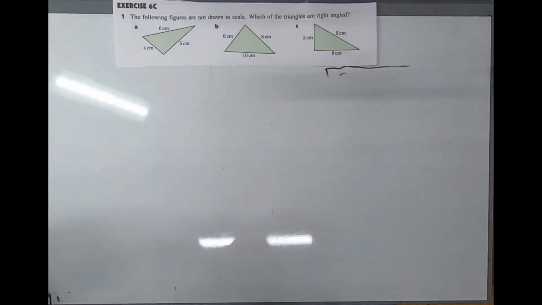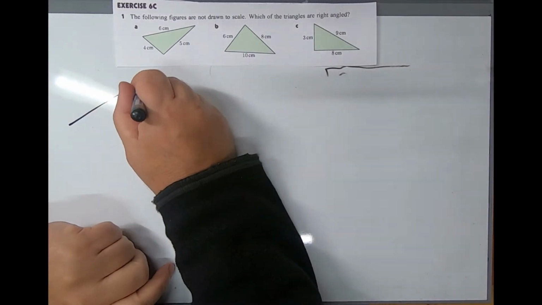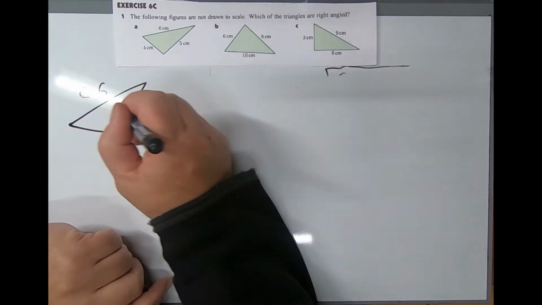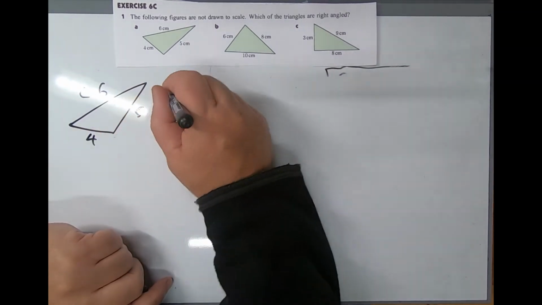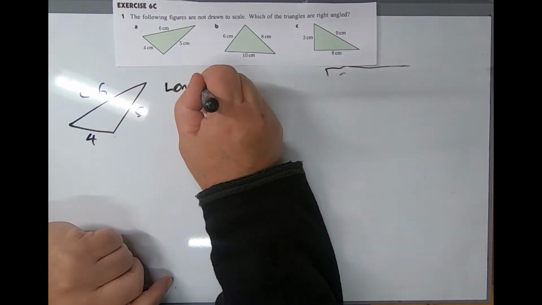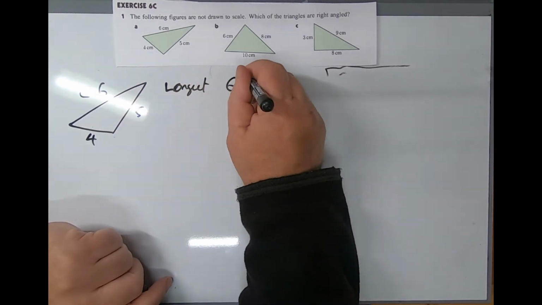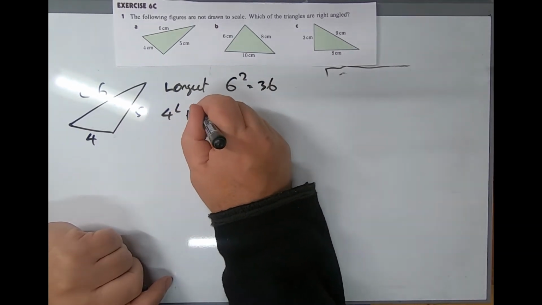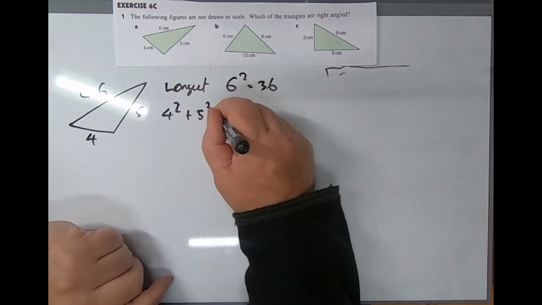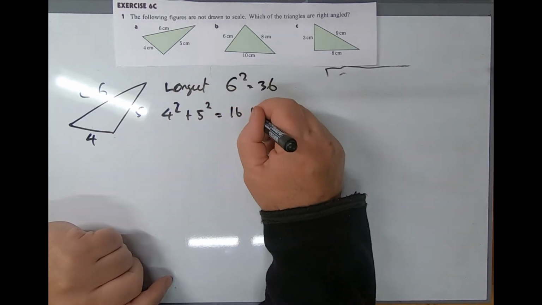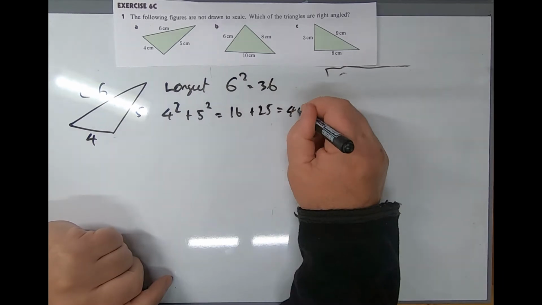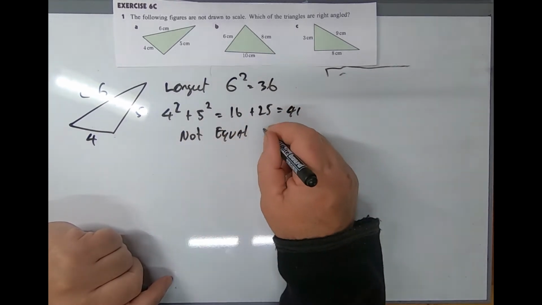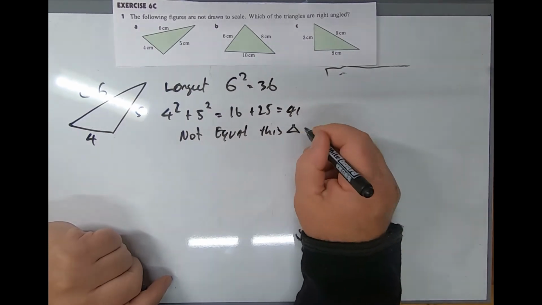Okay, we've got to question 1. So I've got my triangle. I think I can tell which side is the longest because that's the one we're going to match with C. So let's try the longest squared. So 6 squared equals 36. And let's do the other two. 4 squared plus 5 squared equals 16 plus 25 equals 41. Not equal. This triangle is not right-angled.